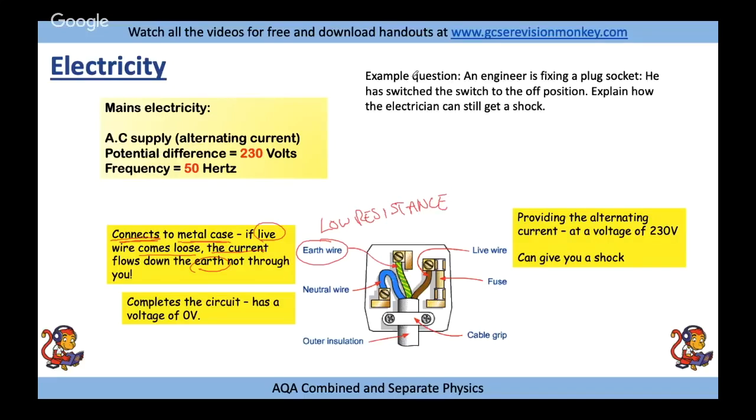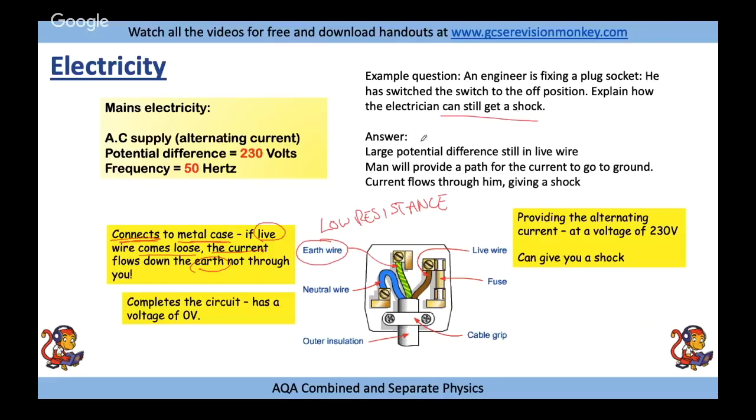Now, here's a typical question. Engineer's fixing a plug socket. He has switched the switch to the off position. Explain how the electrician can still get a shock. Okay, well, there's a large potential difference in the live wire, 230 volts. The man will provide a path for the current to go to ground. The current will flow through him, giving him a shock.